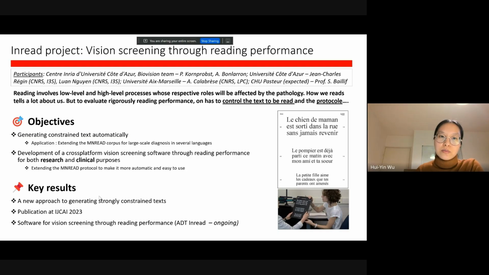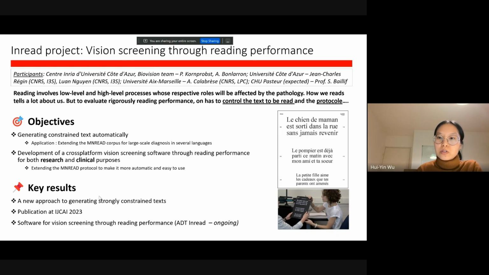And here there are some challenges because the number of texts that are available for these kinds of screenings is very, very limited due to the specific linguistic properties that are necessary for the screening tests. And also it requires dedicated equipment to do this kind of screening with patients.